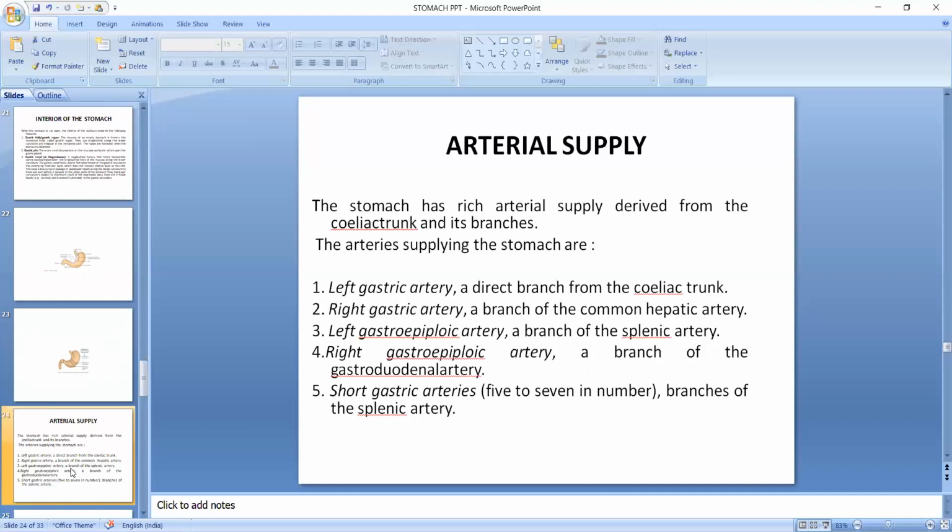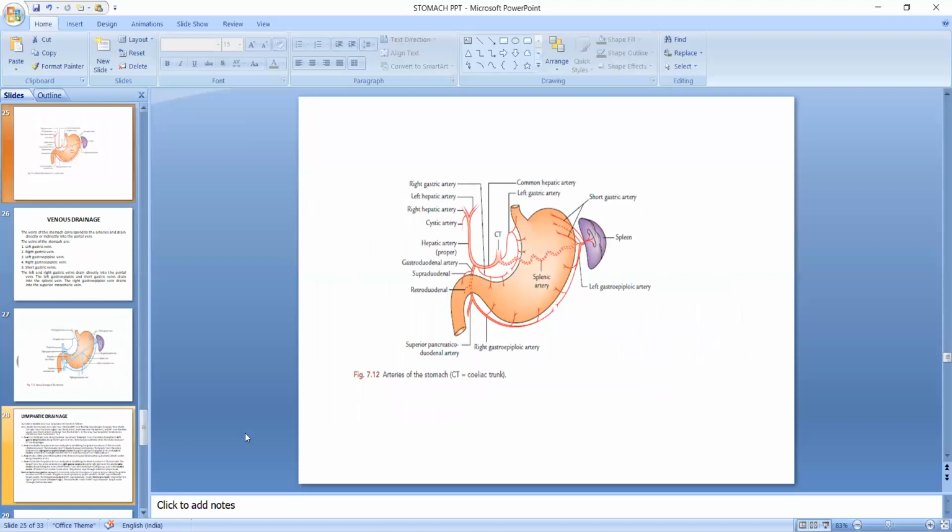Right gastroepiploic artery, a branch of the gastroduodenal artery, and the short gastric arteries, which are 5 to 7 in number, and these are branches of the splenic artery. We can see very clearly in this picture these tubular forms in red. These are the short gastric arteries and the splenic artery, and we can see here the hepatic artery, the right gastroepiploic artery and the left gastroepiploic artery, and the anastomosis between them.